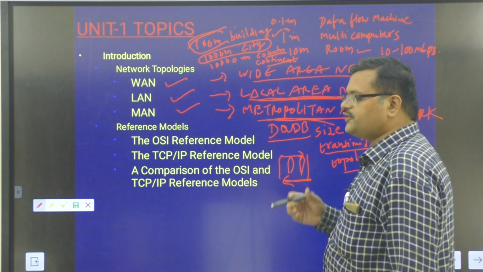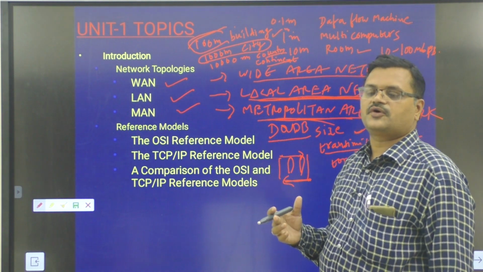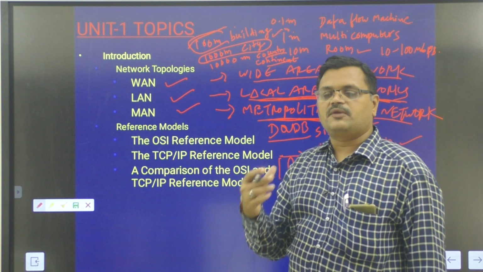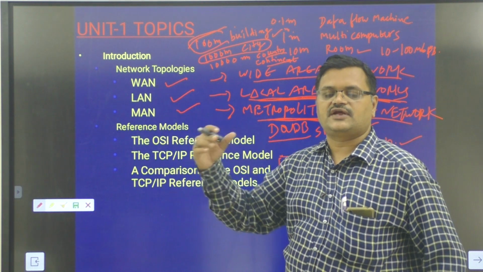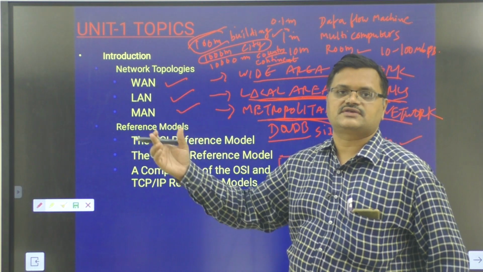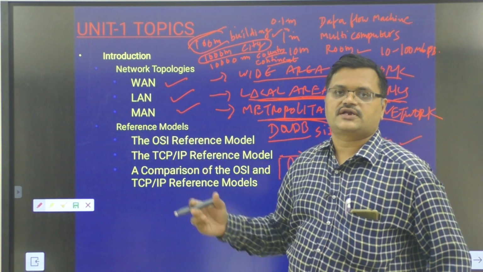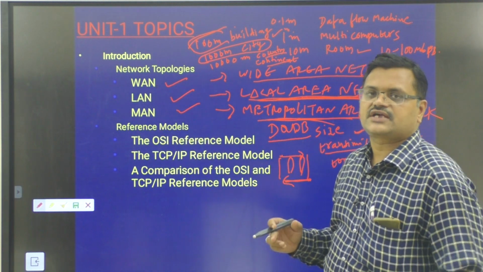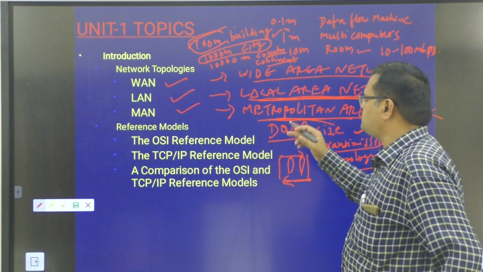Next is point to point network. Another important point is point to point. That means one machine is connected to another machine, and that machine is connected to another machine in sequence. That is nothing but the point to point connection. Only one machine is connected to another machine.